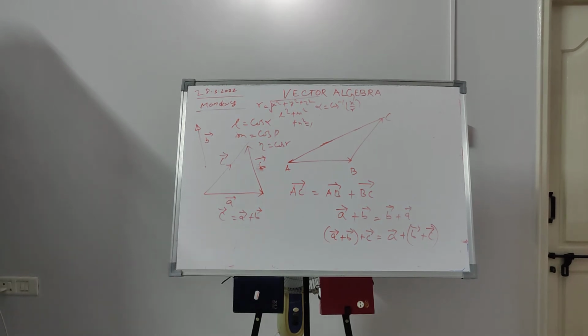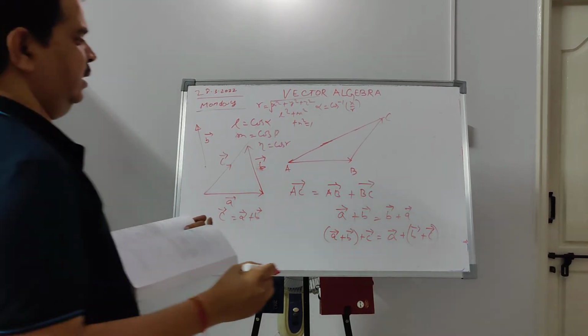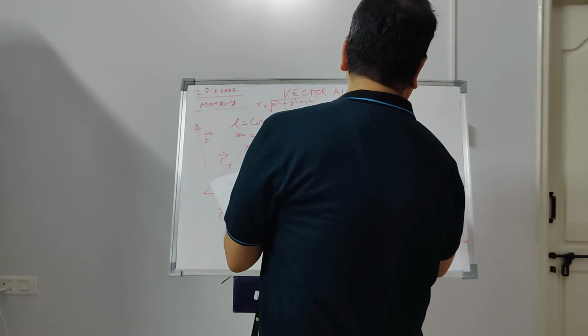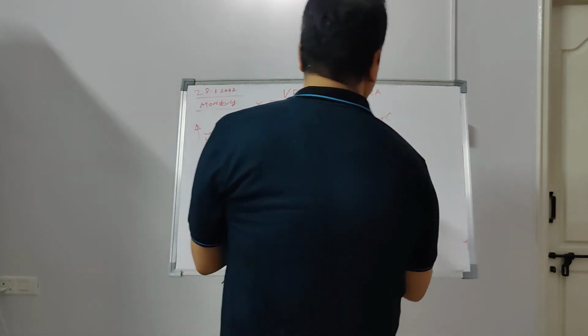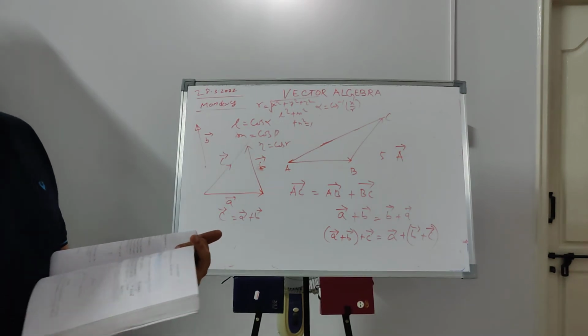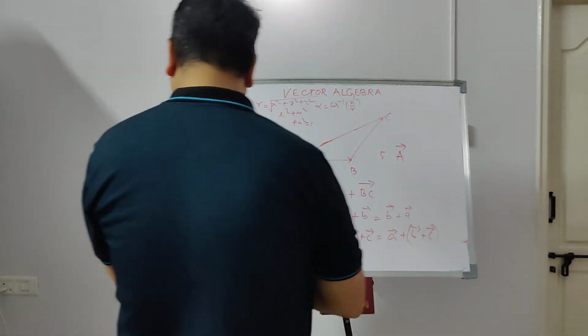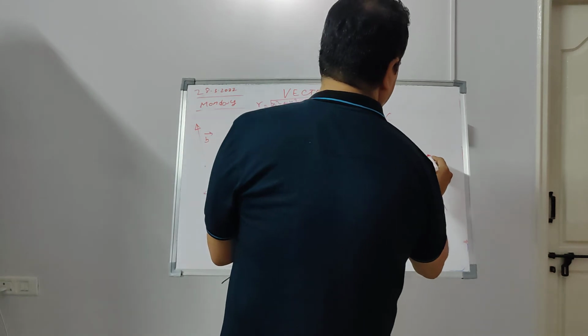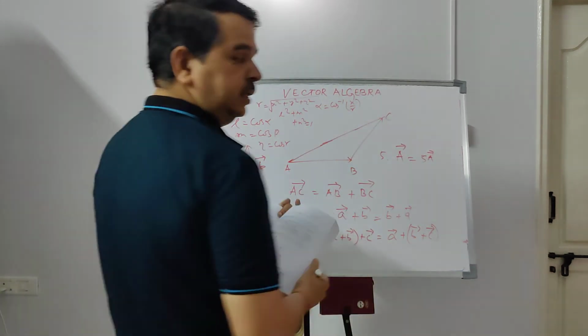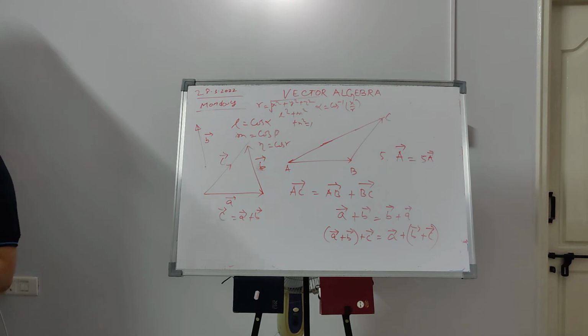Okay. So now multiplication. Till this point we have studied addition. Now multiplication of a vector by a scalar. If you multiply a vector by a scalar, it will become a vector. Suppose I have a vector A, and vector A into 5. That means it will become 5A. That is, I am multiplying the vector with a scalar.